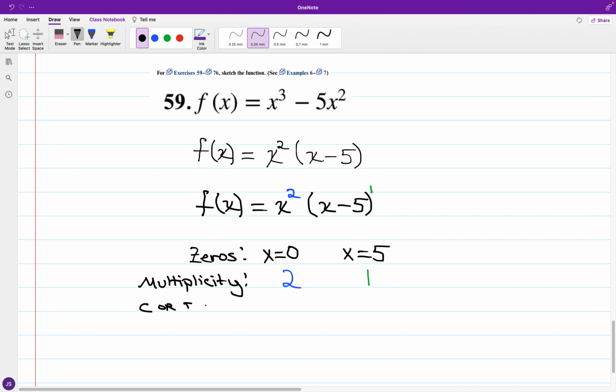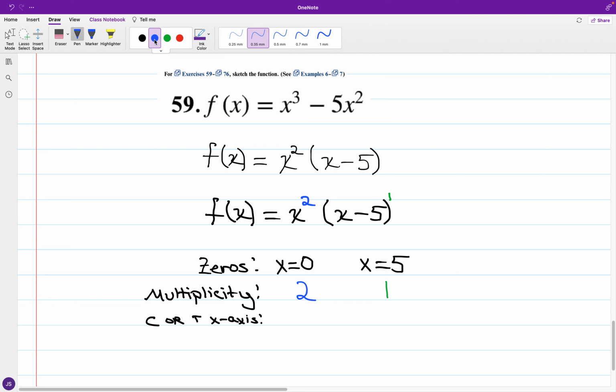And whether the graph crosses or touches the x-axis: for x equal to 0, you have an even multiplicity, so this is going to touch at x equal to 0. And since x equals 5 has a multiplicity of 1, with 1 being an odd number, this one is going to cross the x-axis at x equal to 5.